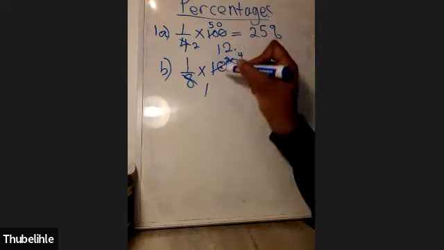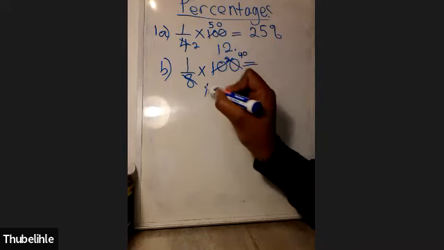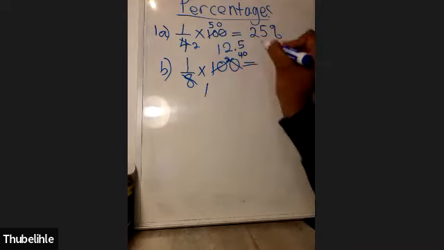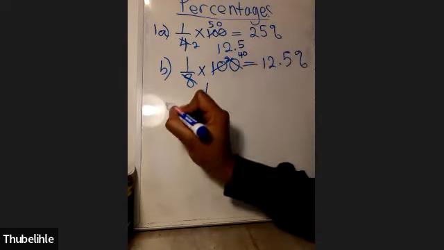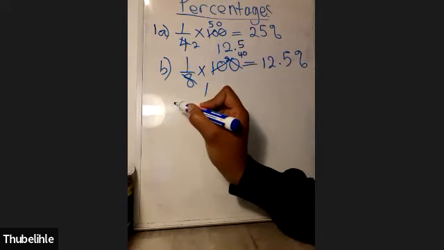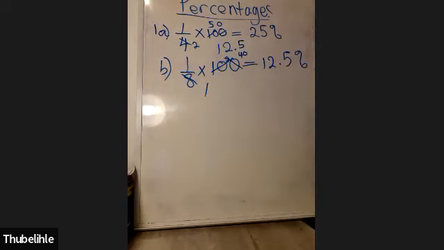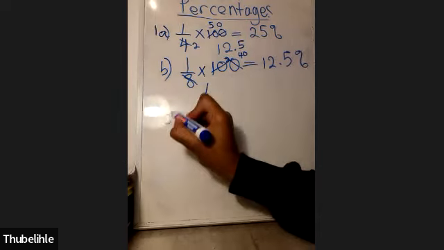Okay, 8 into 4 is 0, so we'll put a decimal point, because it doesn't go into 4, but it can go into 40. So 8 into 40 is 5. And our answer becomes 12.5%. Okay, and then C is 5/12. I'm sure you guys can try and work that one out, but let's just do it.